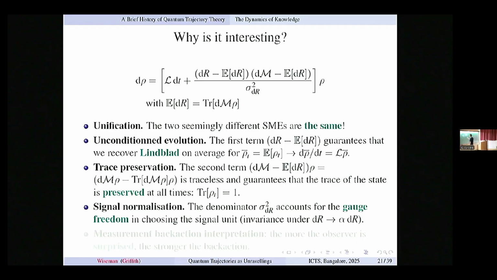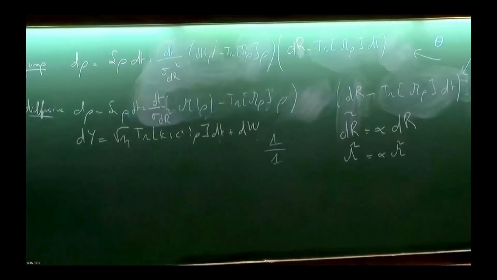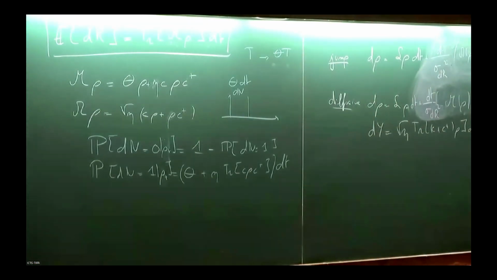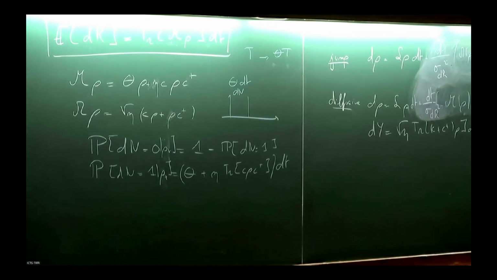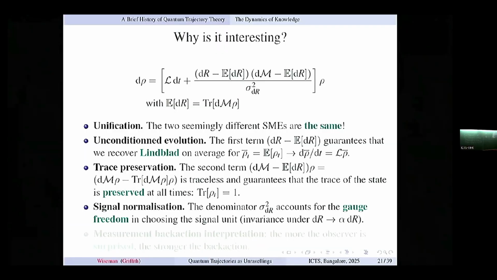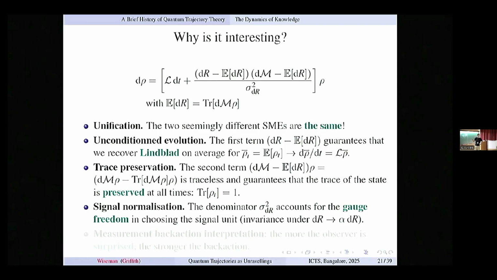And so if you replace your signal by some scaling, then because we have our guiding light, we also want to scale our m, okay? Because we always want the expectation value of dr to be this one. So what happens if you scale your signal is that you have an alpha that pops up from the dr, an alpha that pops up from the dm, and then the variance square is going to give you alpha square, and so all of this cancels out. So this seemingly weird denominator actually accounts for the gauge freedom in choosing the signal units. So now you can write the measurement back action for any signal.